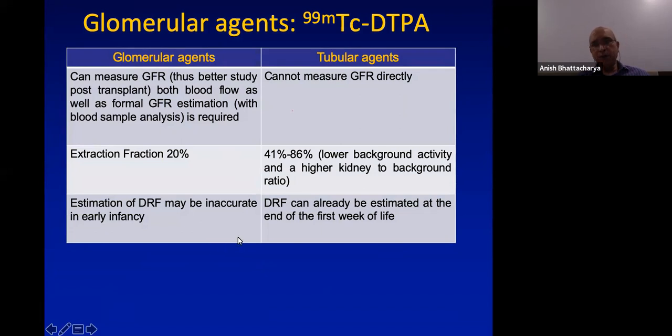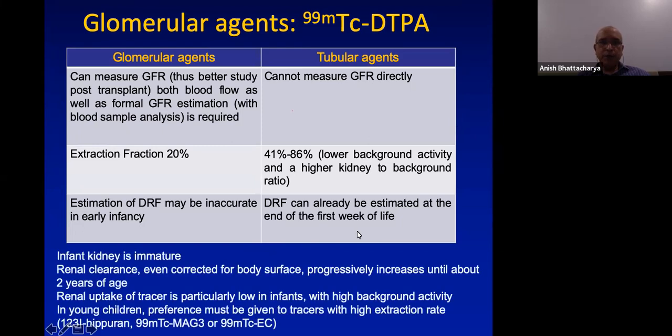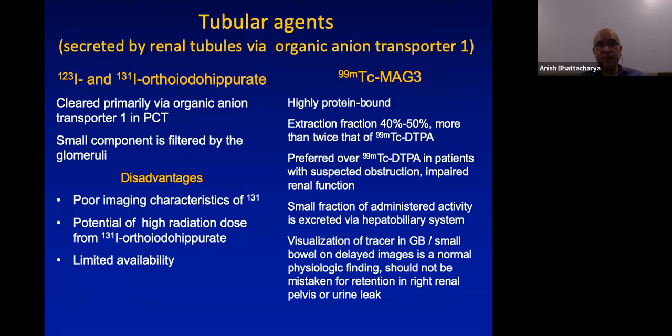but they have a much lower background activity and a higher kidney-to-background ratio because the extraction is much higher. Generally we use the tubular agents in early life, like in infancy, because the infant kidney is immature. So renal clearance is better with the tubular agents. Renal uptake of the tracer is particularly low in infants, with a higher background activity. So preference in young children will be given to tracers with the higher extraction rate, that is the tubular agents like Hippuran, MAG3 or technetium EC, and not DTPA, unless you specifically want to measure GFR.